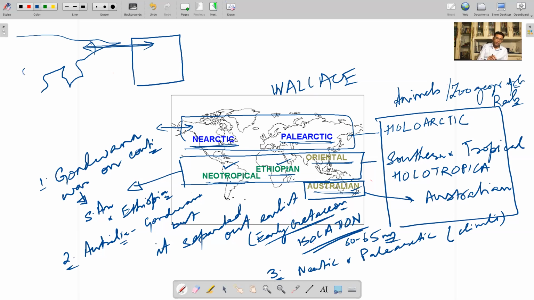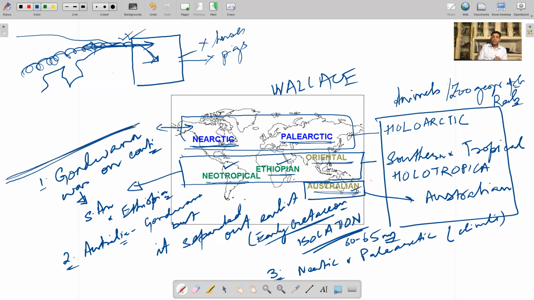So a lot of life forms from Eurasia have come into North America. Otherwise, originally, North America did not have horses. North America did not have pigs. But a lot of animals from Eurasia have crossed over from the land bridge. So there is a role of continental drift here. The concepts I'm discussing are related to how continental drift has impacted the distribution of plants and animals. I'm discussing animals as of now.